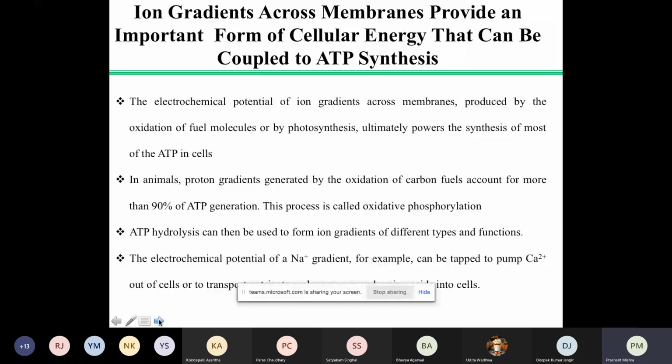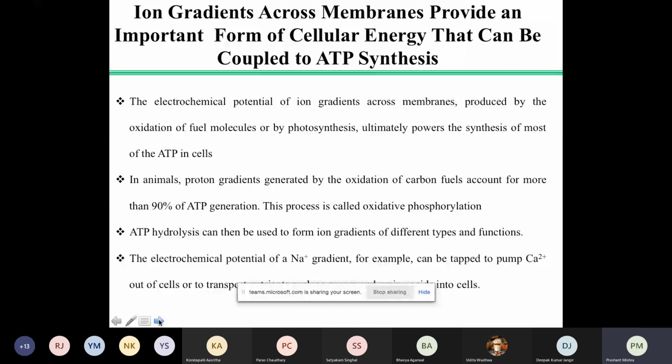In photosynthesis, the source of energy is light energy. Whereas in oxidation of fuel molecules, the source of energy is oxidation of compounds, so it's a chemical energy. The other one was light energy. In both processes, the ATP is being synthesized. Detail I'm not discussing, so don't get confused.